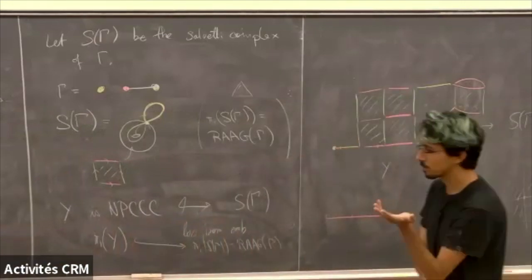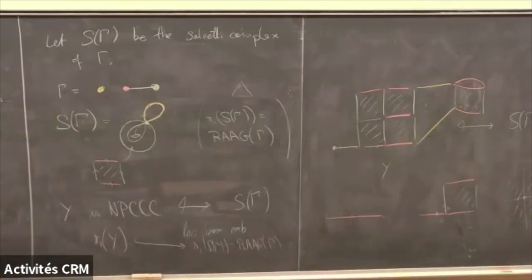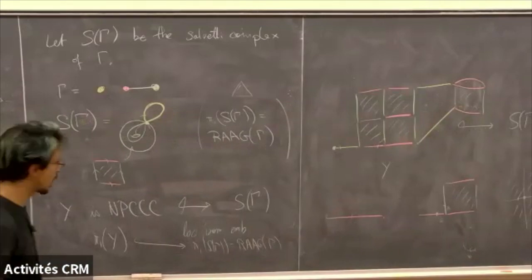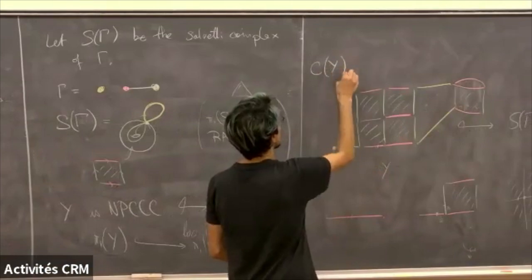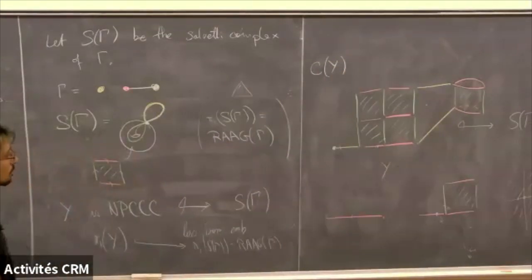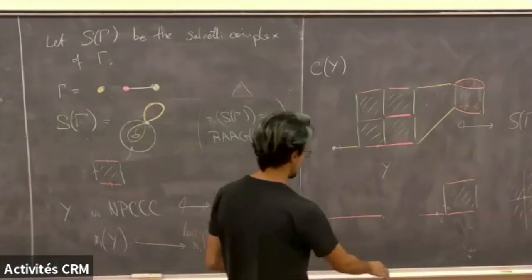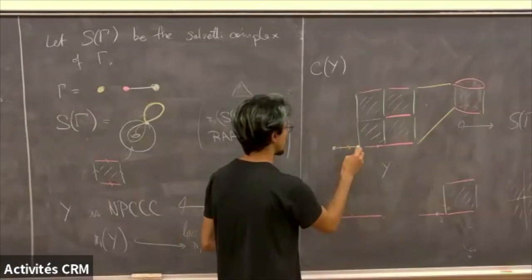Okay, and we said what we want to do. We want to play the same game. So how do you play the same game? You take y and you consider the canonical completion of y. So what did you do last time? Every time you had a path, you close it. Okay, have a yellow path, you close it.